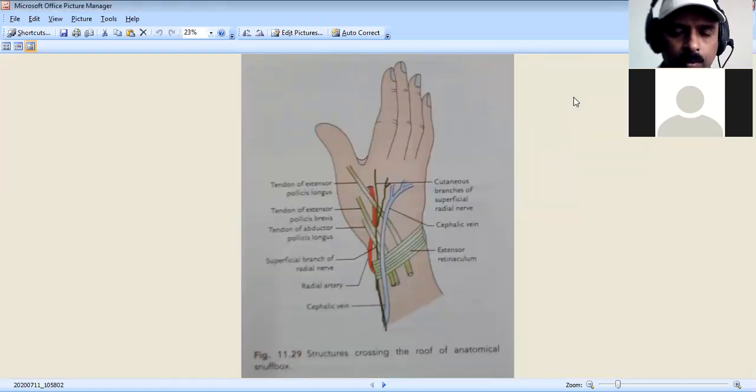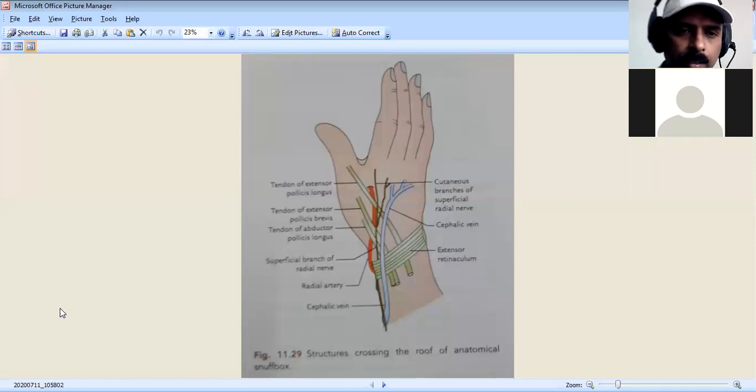The deltoid is also commonly asked. It is a multipennate muscle, which originates from the lateral one third of the clavicle, anterior surface. Then the insertion is to the deltoid tuberosity. So origin, insertion and nerve supply you have to remember.